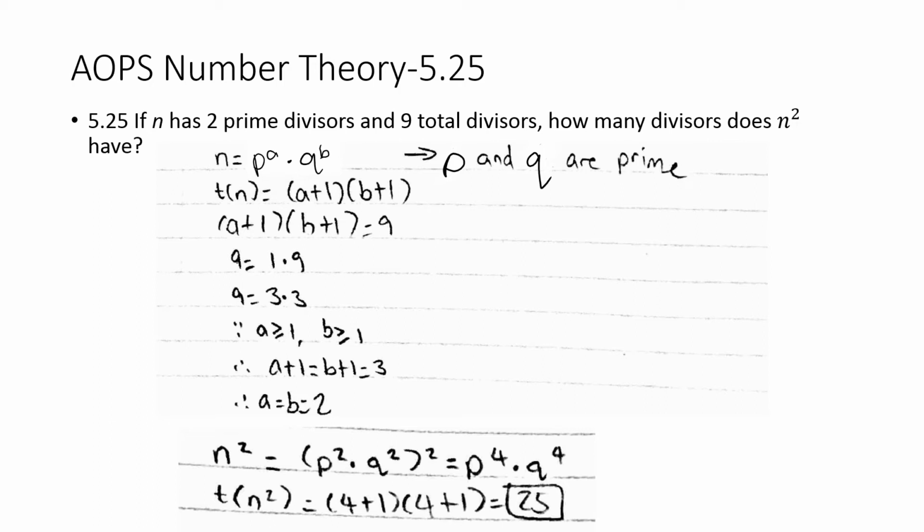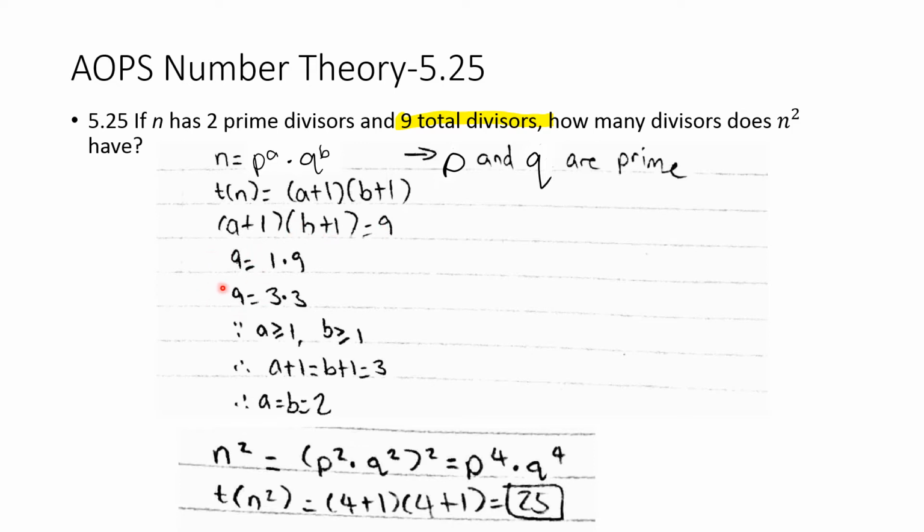AOPS number theory 5.25. If n has 2 prime divisors and 9 total divisors, how many divisors does n squared have? So if n is equal to p to the power of a times q to the power of b, where p and q are prime because it has 2 prime divisors, then the number of divisors would be T(n), which is (a plus 1) times (b plus 1), and since it said it had 9 total divisors, that means (a plus 1) times (b plus 1) is equal to 9.